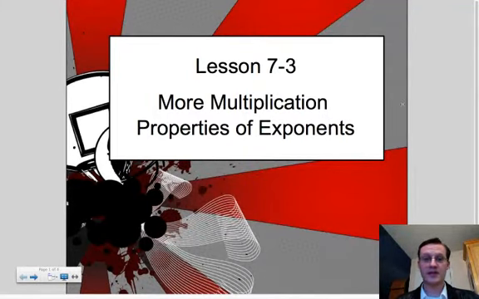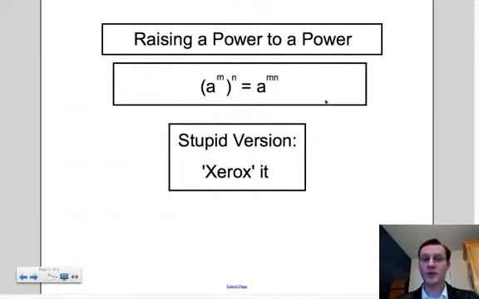Today we're going to start a new lesson. We're going to be looking at more multiplication properties of exponents. When you raise a power to a power, if you have a to the m, it's a little easier if you use some actual numbers. So let's say we had a to the third and we raise it to the second power. Basically you just multiply those exponents, a to the sixth.